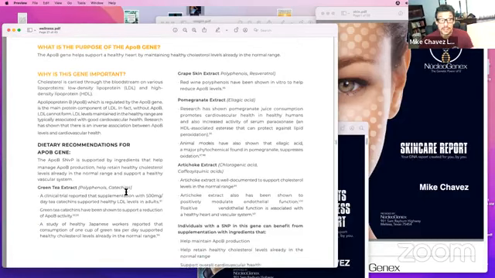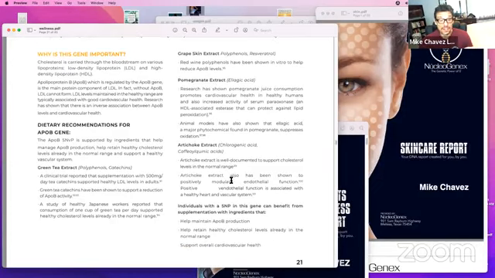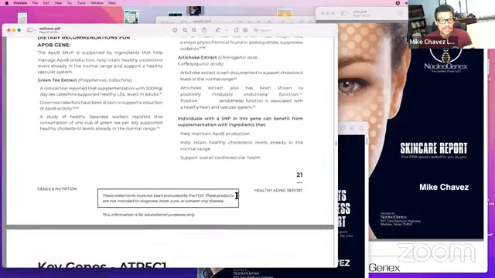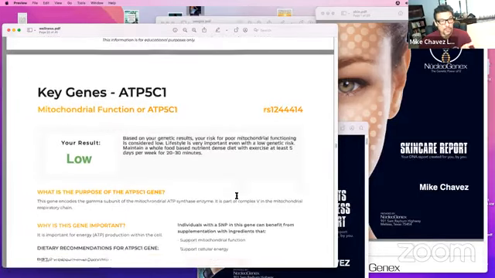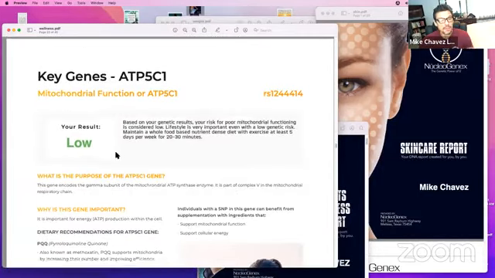And then it tells you the supplements, right? Green tea extract, grape skin extract, pomegranate extract, artichoke extract. Then it goes into more detail. Now I'm going to show you more of the genes. There are 18 of them on this report.